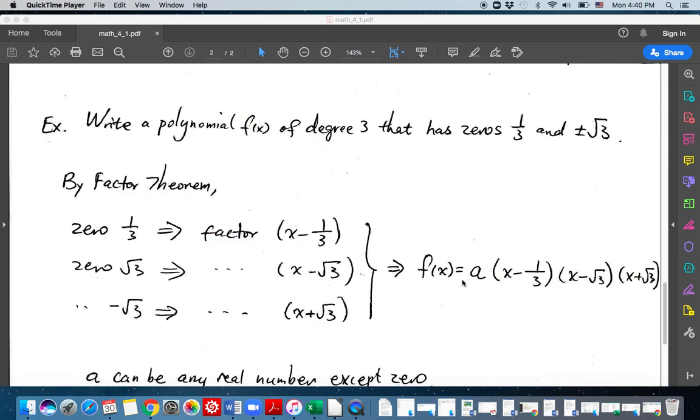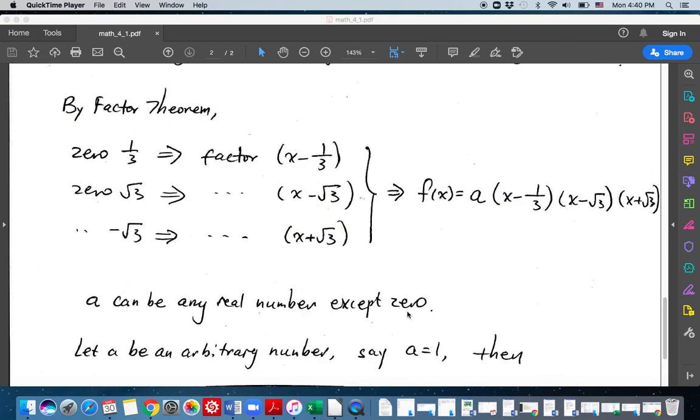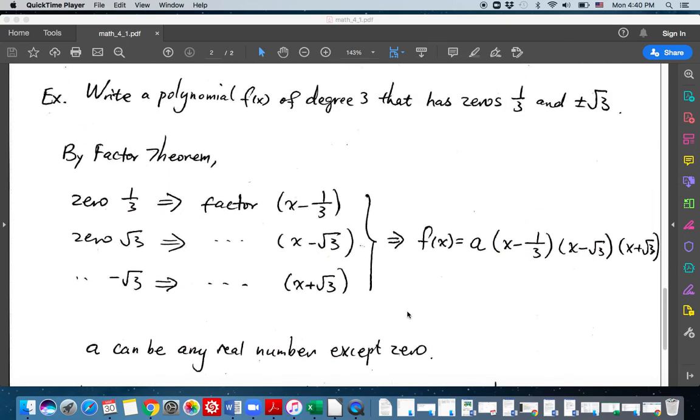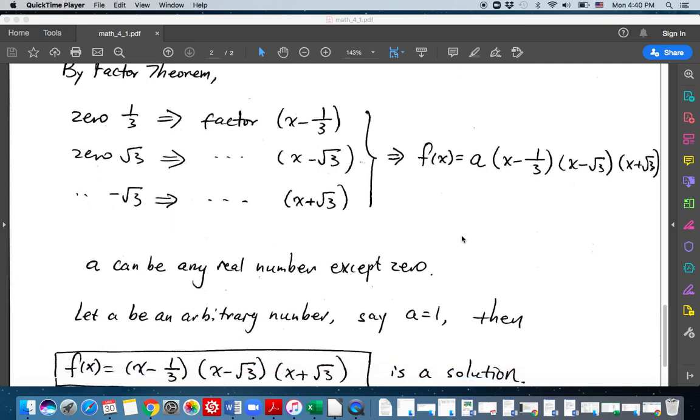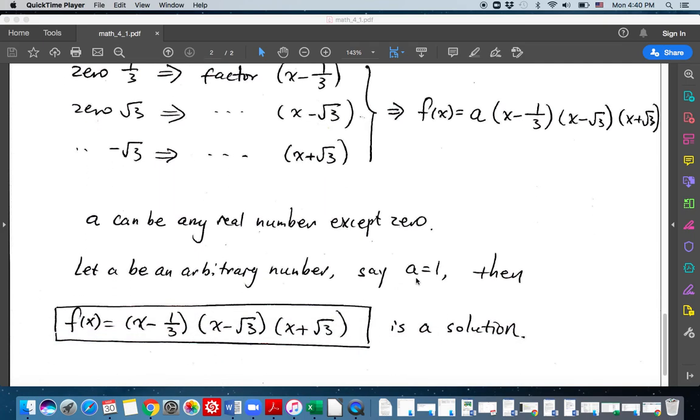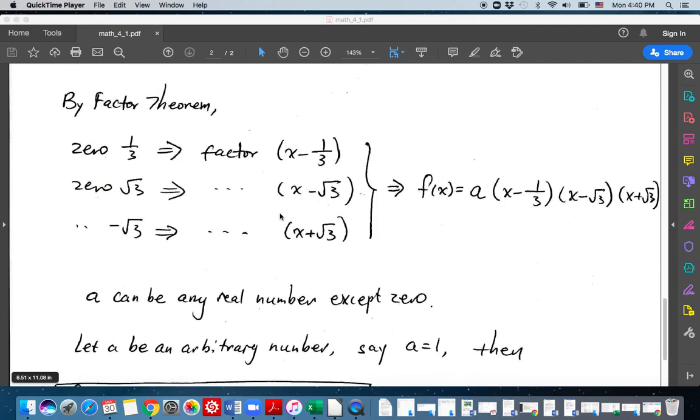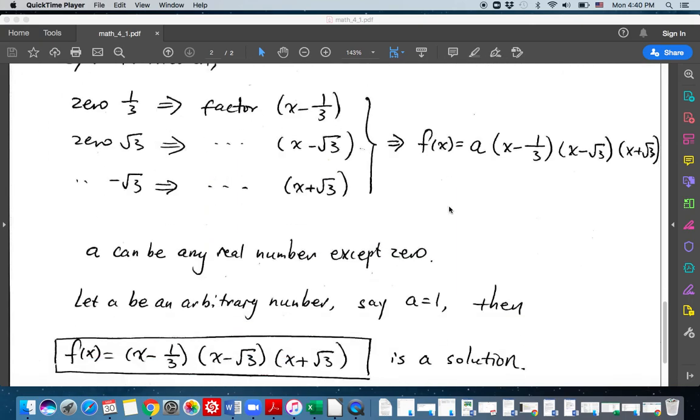And we do have a free parameter a here. This a is a free parameter which can be anything except 0. So any polynomial in this form is going to have zeros being these three numbers, and it's going to be degree 3. It's only asking for one possible polynomial, so a really can be anything other than 0. So let's say a equals 1, then that's going to give us a specific form for a good polynomial that's going to satisfy all conditions. And we're done.